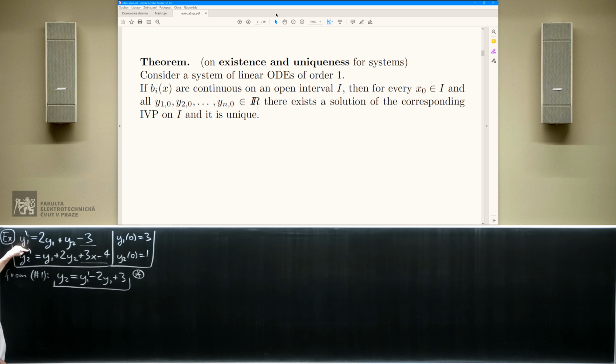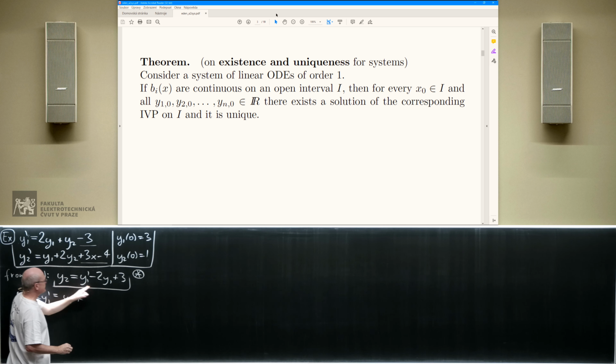Let's see. y2 derivative. So I should take derivative of the right-hand side. y1 double prime minus 2y1 prime, and that's it. Derivative of 3 is 0, is equal to y1 plus 2y2s. So it's double this. I double it, I double it, I double it. Okay. Plus 3x minus 4. Okay. Let's tidy it up. What is it? This is a linear differential equation, just one. So we know how to solve it.